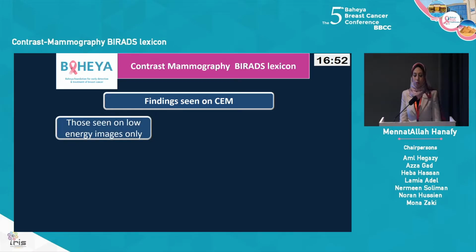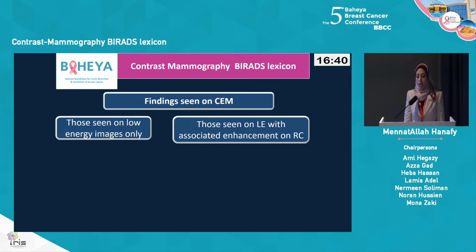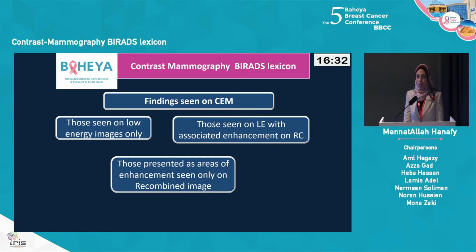Findings seen on contrast-enhanced mammography will be classified into three main categories: those seen on low energy images only, and these lesions will be described according to the mammography BI-RADS Lexicon; those seen on low energy images with associated enhancement on the recombined image; and those presented as areas of enhancement seen only on the recombined image with no corresponding finding on low energy images.